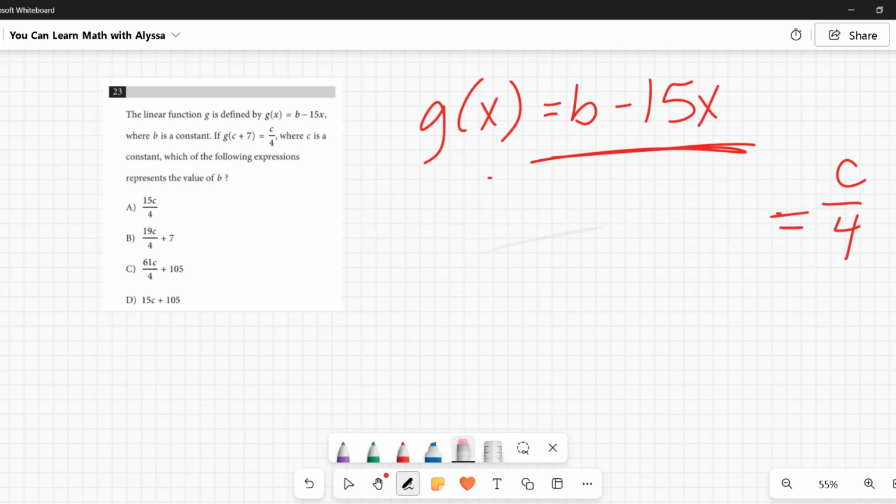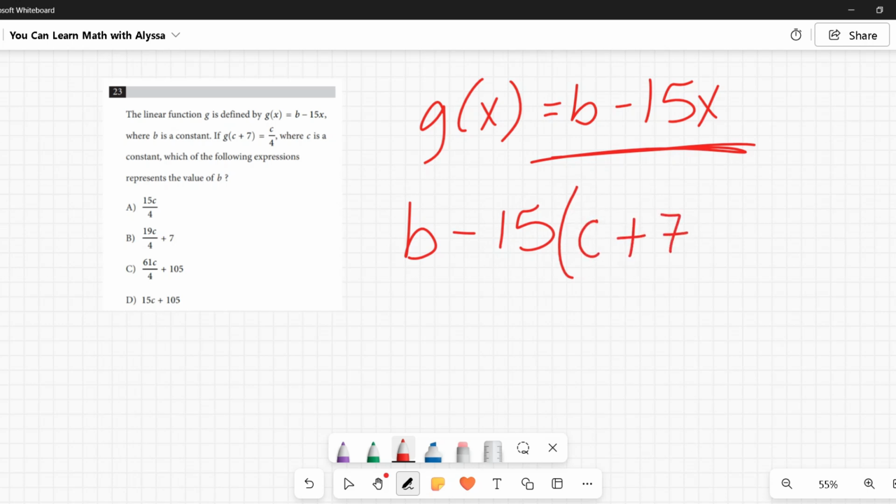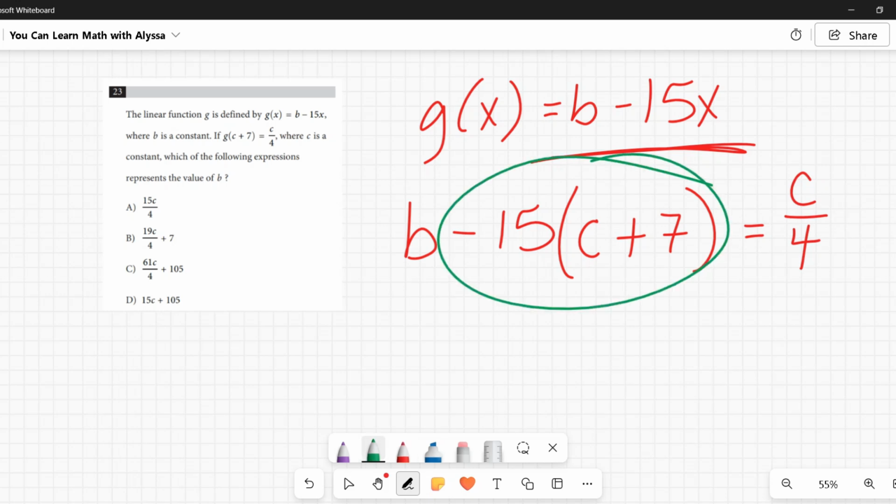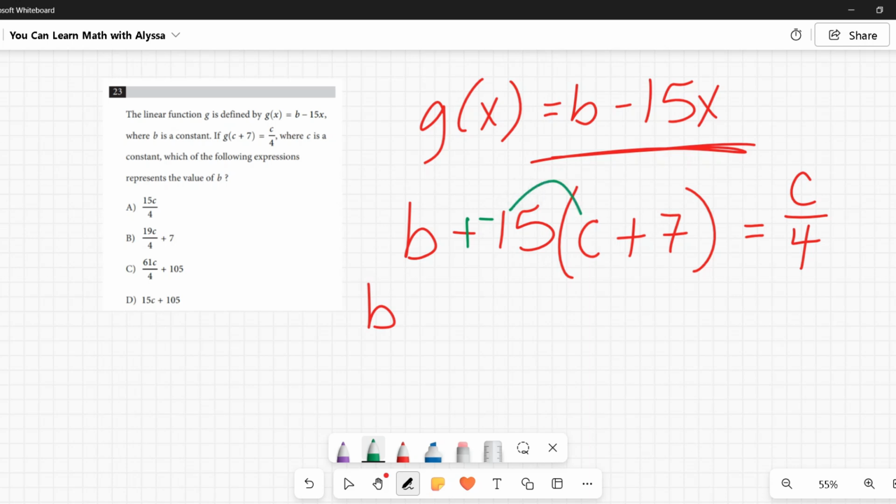All right, so let's see what happens here. I'm going to plug in c plus 7 wherever there's an x. So b minus 15 times x. I'm going to replace that x with c plus 7. And I know once I do this math, I'm going to get c over 4. All right, let's start distributing here to get rid of this a little bit. I'm going to change this to plus a negative, just to make it a little more straightforward. So I still have that b. The b stands alone. Negative 15 times c is negative 15c. And negative 15 times 7 is negative 105. This equals c over 4.